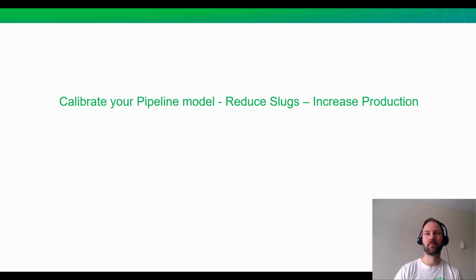So we know these senses in the human body are amazing, but imagine if we could sense when there's something wrong with our pipeline, like a liquid slug or some other kind of blockage. And that's what we're going to talk about today. We're going to talk about calibrating your pipeline model to find liquid slugs and increase production.